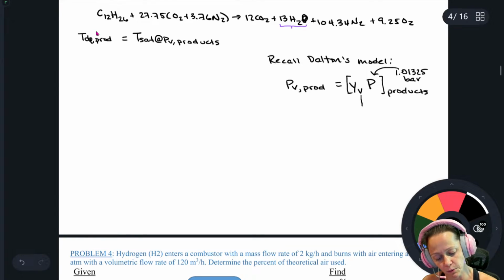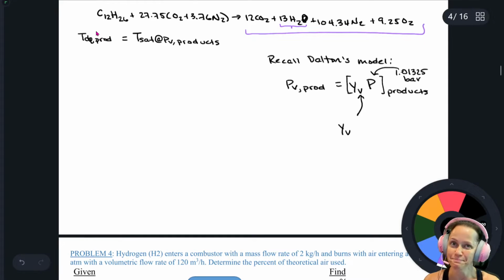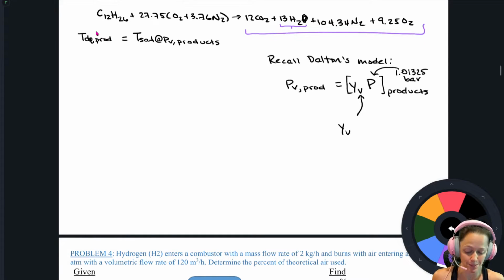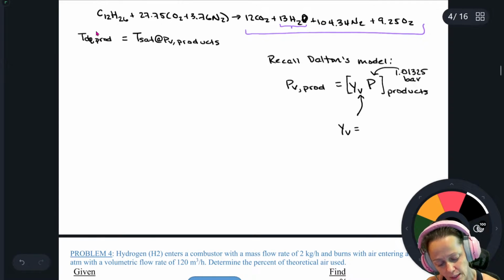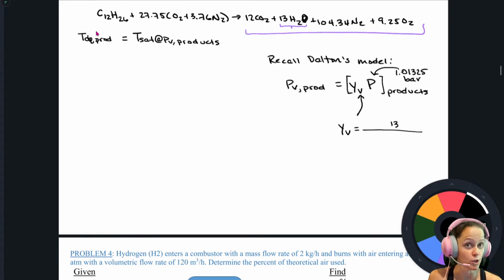And then, of course, my mole fraction here. So we are talking about the mole fraction of the water in its ideal gas mixture. So this is going to be the number of moles of water, 13, in the entire thing. And we're just talking about the entire thing. The entire thing is the products.